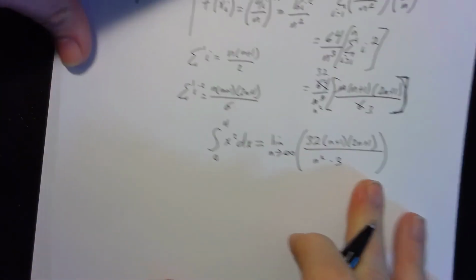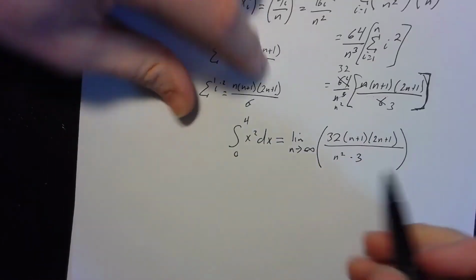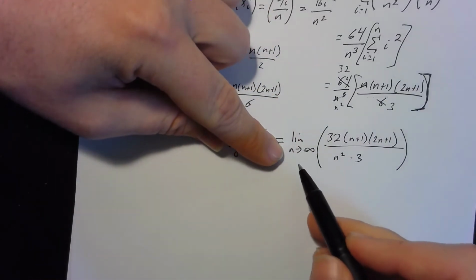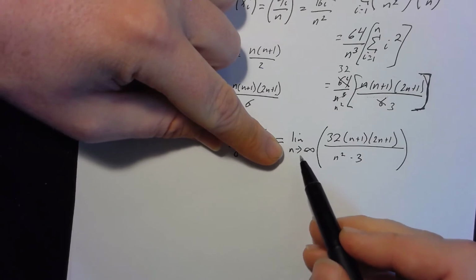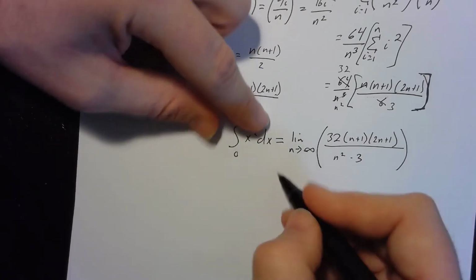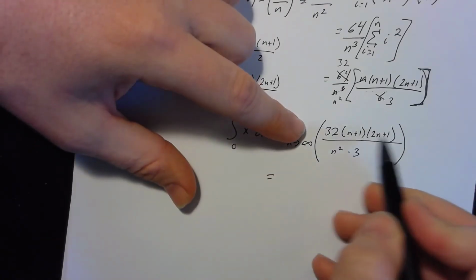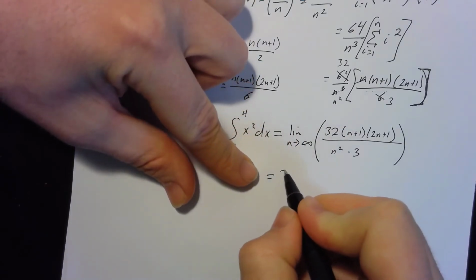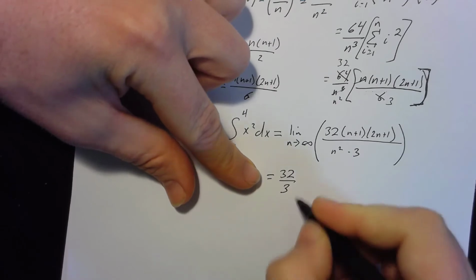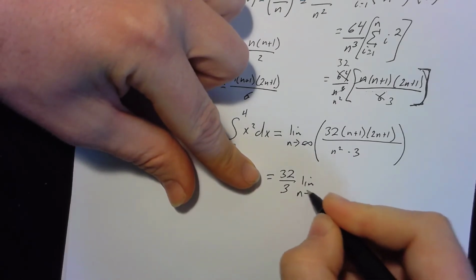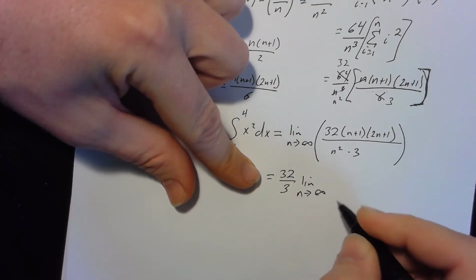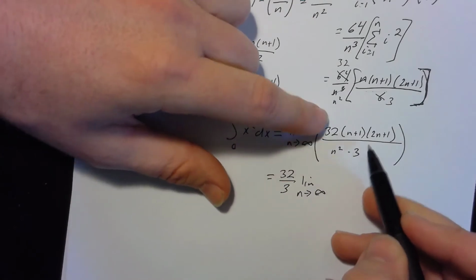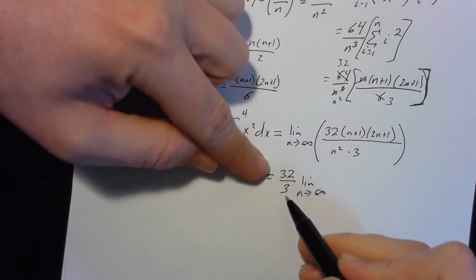Our last step is simply to multiply everything out and evaluate this infinite limit. We have to remember, however, how to evaluate an infinite limit. So before I actually do that, I'm going to go ahead and FOIL this out, see if I can cancel as much as possible. I am going to factor out 32 over 3 outside of the limit because it is a constant multiplied by the entire limit. I can factor that out.